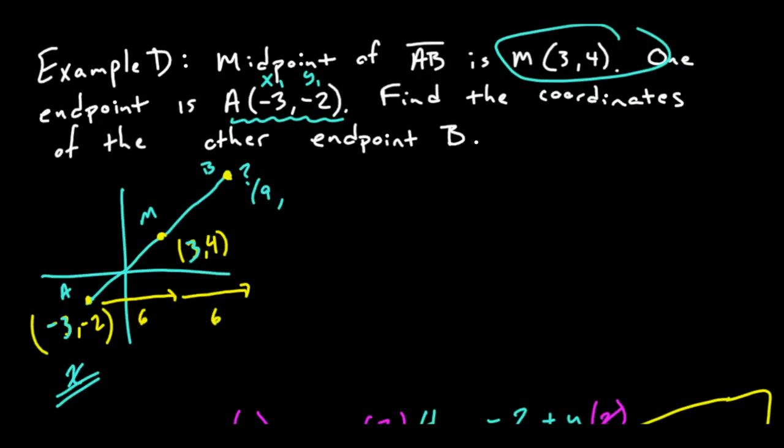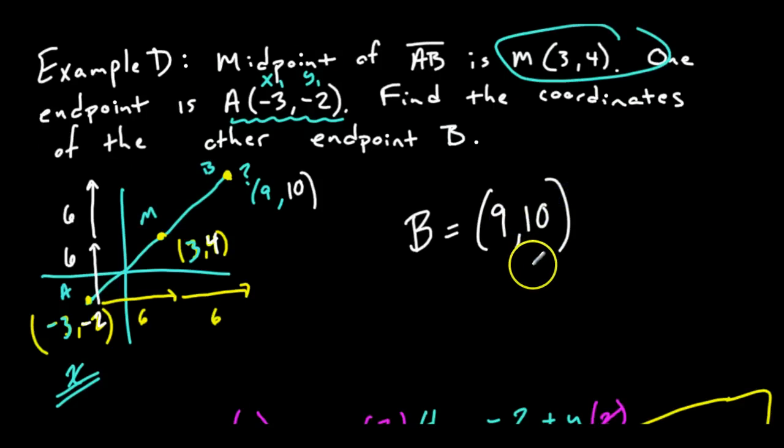And now let's do the y values the same way, right? From -2 to 4, how many did I go up? Well, I went up 6 spots, which means if M is the midpoint, I have to go up another 6 spots to get to B. Well, we're starting at the 4, this 4 right here, and I've got to go up 6 more, which should leave us at 10. Got the same answer. B is still (9, 10). Same thing as we got before, just a little bit more of a conceptual approach to understand that one.